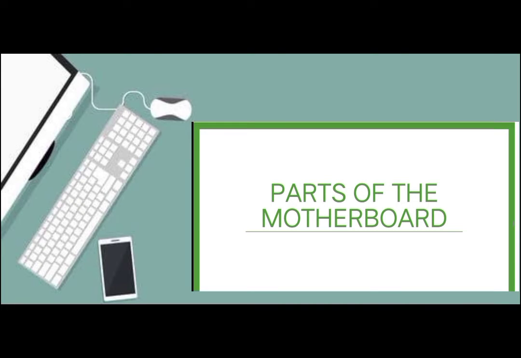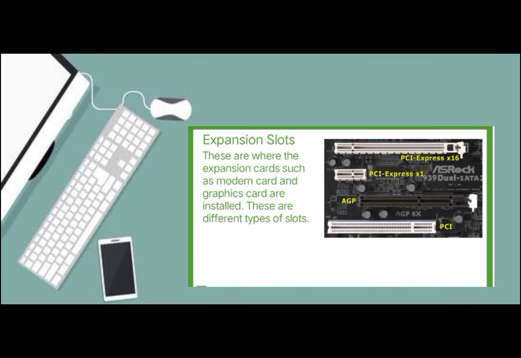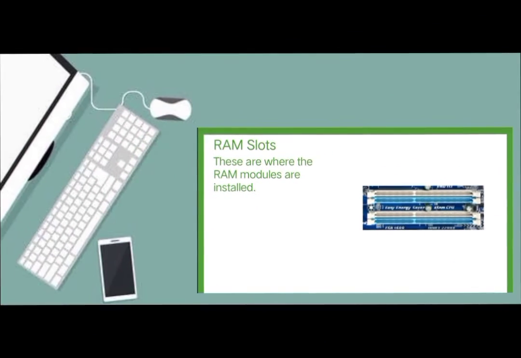The first one is the expansion slots. The expansion slots are where the expansion cards such as modem card and graphics card are installed. The second one is the RAM slots. These are where the RAM modules are installed. So in short, dito nilalagay or ina-attach ang random access module para gumana.